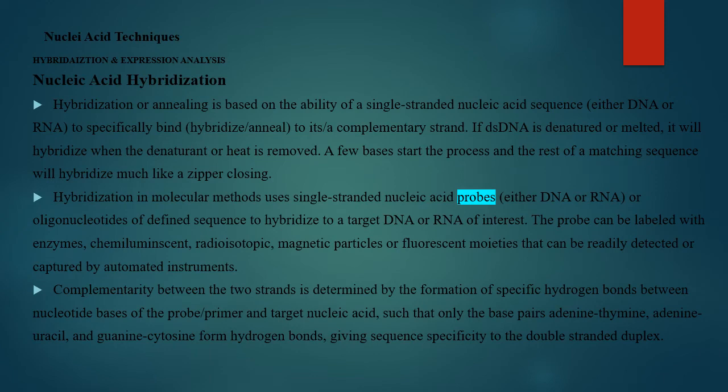Now, complementarity between the two strands is determined by the formation of specific hydrogen bonds between nucleotide pairs or bases. And you know that they work in pairs, such that only the base pairs adenine-thymine, adenine-uracil, that is RNA, DNA, RNA, and guanine-cytosine form hydrogen bonds. So you need complementarity, and it is only bound within these, giving sequence specificity to the double-stranded duplex. And as you know, if it does not have a similar sequence, it will not bind to it. So this complementarity is key for hybridization to take place.